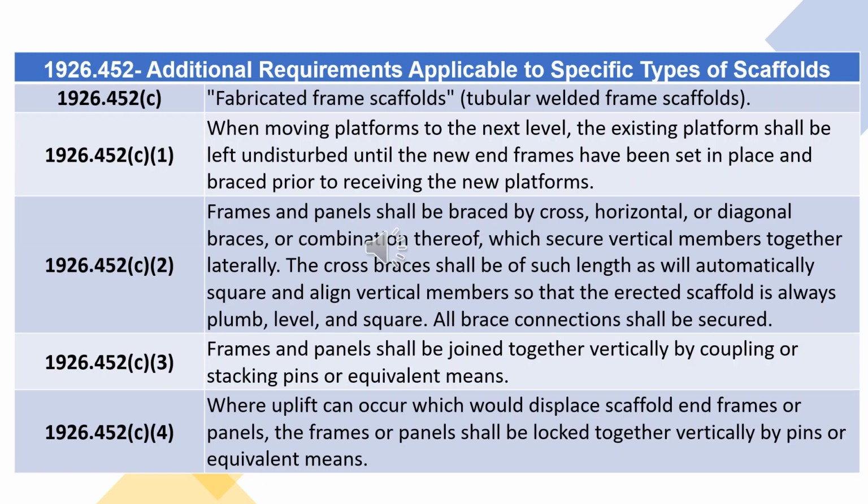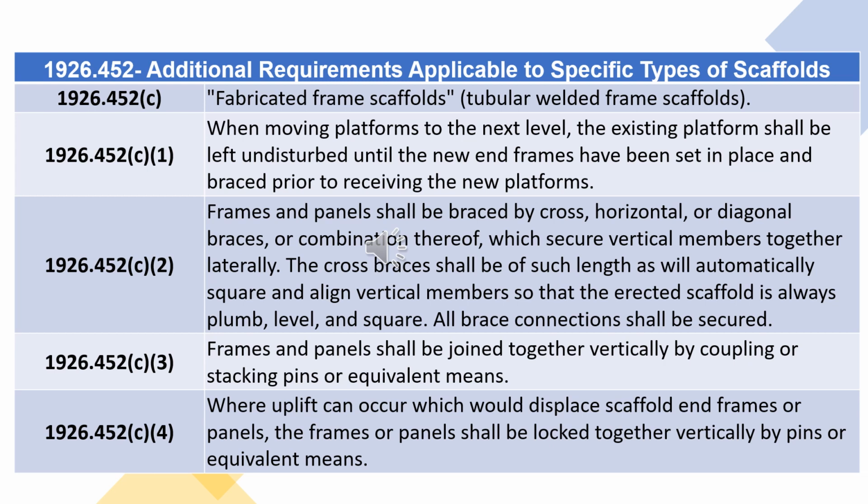1926.452 C. Fabricated frame scaffolds, tubular welded frame scaffolds. 1926.452 C1. When moving platforms to the next level, the existing platform shall be left undisturbed until the new end frames have been set in place and braced prior to receiving the new platforms.